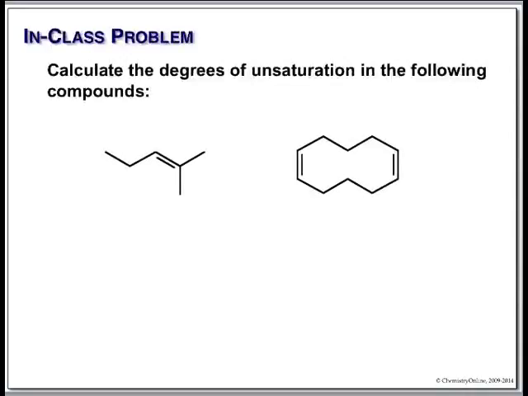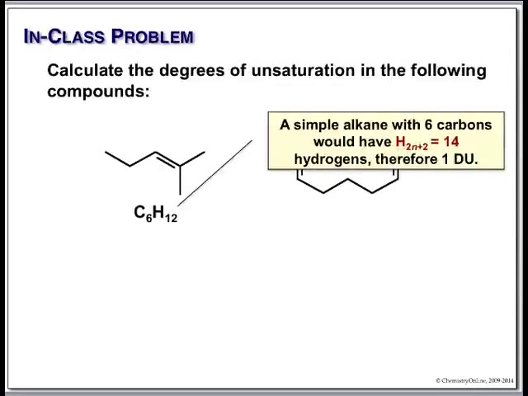Look at these compounds. Tell me how many degrees of unsaturation we have in each. The hard way is to look at the compound, add up our carbons, 1, 2, 3, 4, 5, 6, and then count the hydrogens. There are 12 of them. Based on our formula, we're missing 2 hydrogens for a simple alkane, therefore we would have 1 degree of unsaturation.